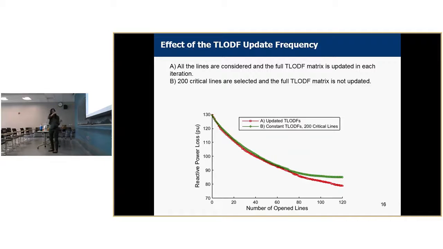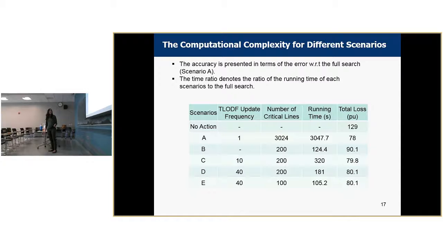And you see that you get almost the same results for up to the 60th iteration, and that's when they start diverging. But even then, it's not that much. So it's a trade-off. The more you update, you reduce the losses more, but then you have a larger running time. And so now we did the same experiment for different values of that update frequency and also the number of critical lines that we have.